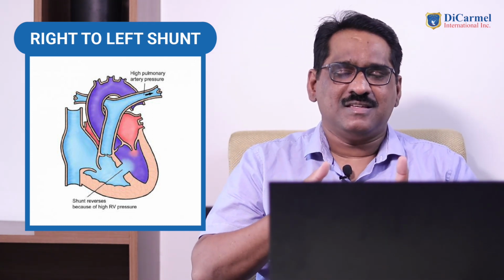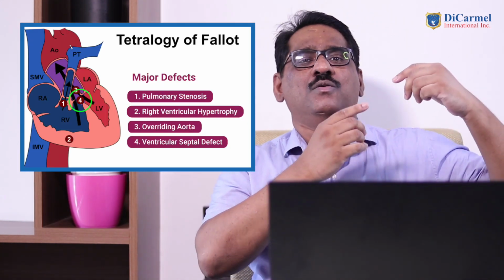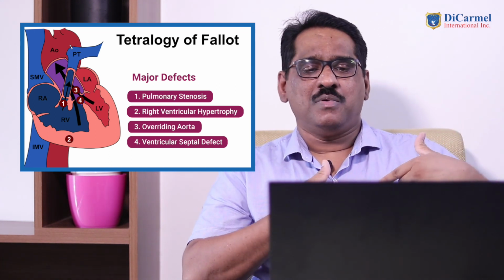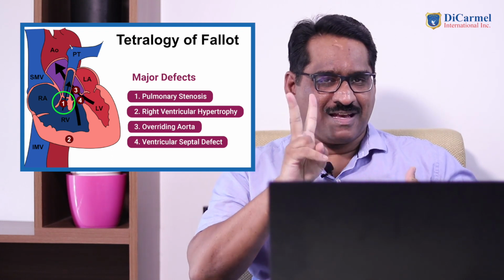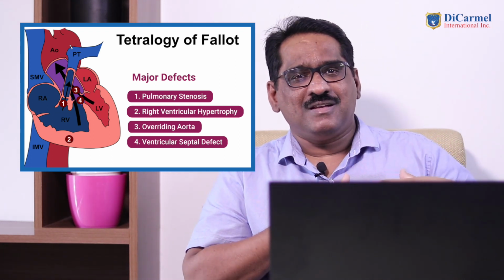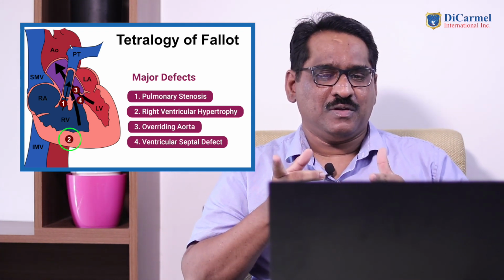As it is listed here, these are the 4 component defects. They do have a large VSD, right? We know when there is a large VSD, blood from the left ventricle can flow to the right ventricle. But that blood cannot escape into the lungs because of pulmonary stenosis, which is the second problem. And that is going to build up too much pressure in the right ventricle. That's where they're going to end up with the right ventricular hypertrophy.